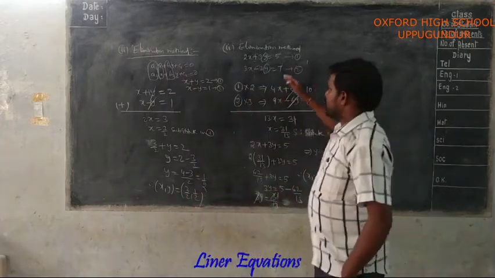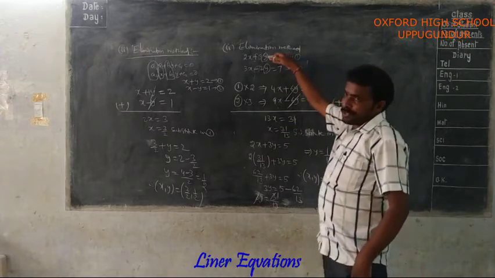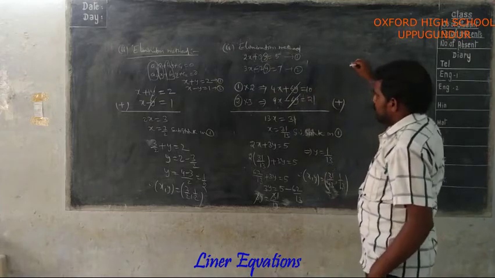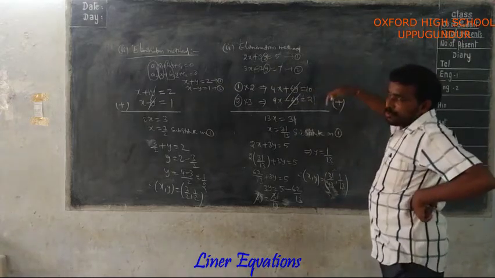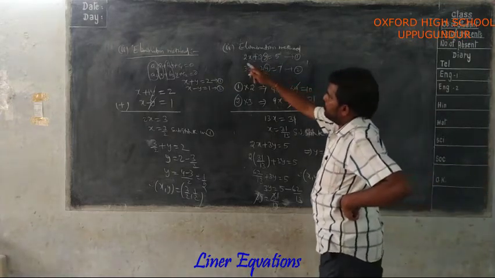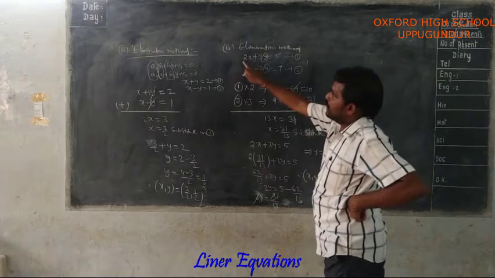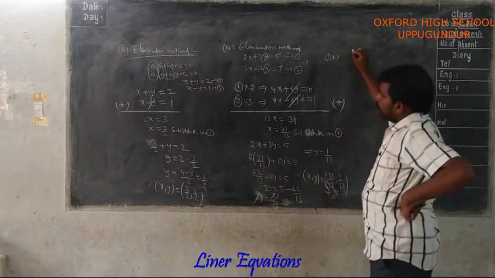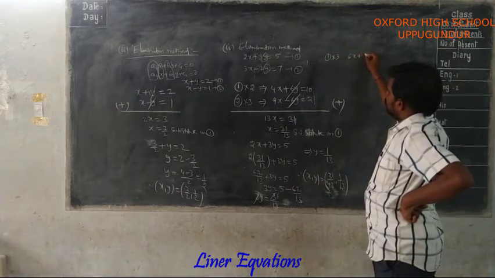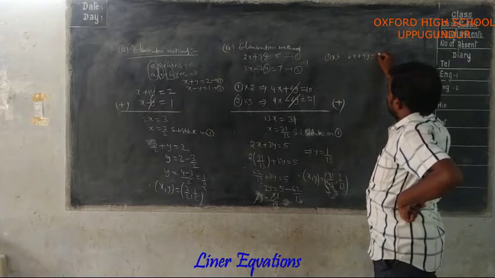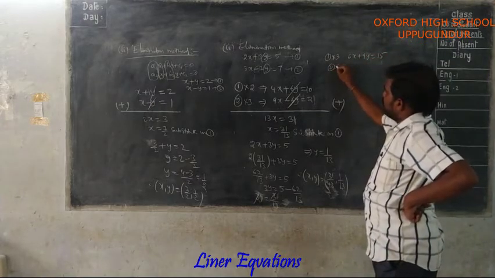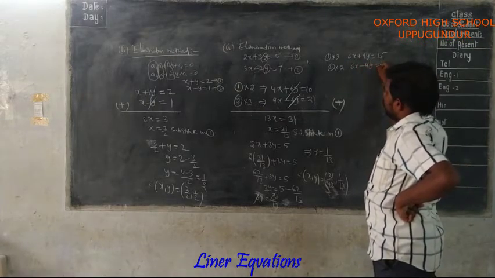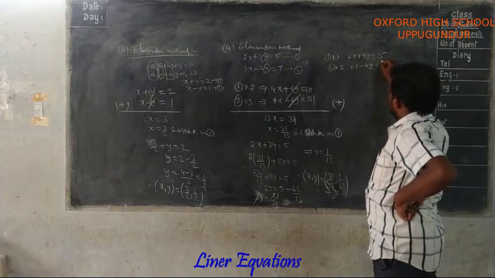So whenever you are solving these two equations, here first I am removing y variable. We can remove x variable also. See, when you observe these two, now I am removing x variable. Here the coefficients are 2 and 3. So equation 1 multiplying with 3: 6x plus 9y equal to 15. Equation 2 multiplying with 2: 6x minus 4y equal to 14.